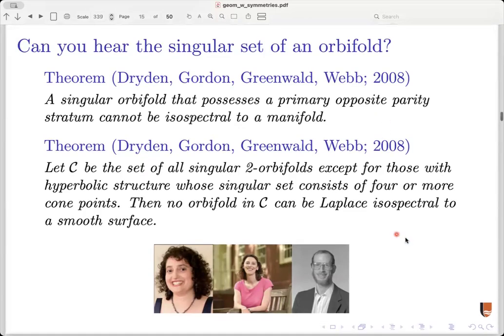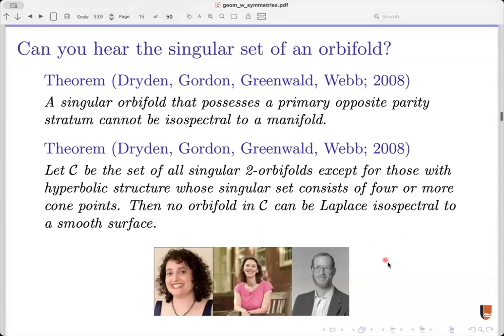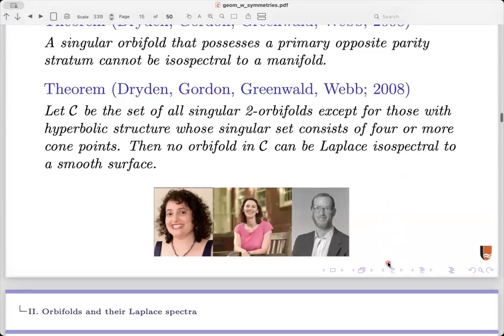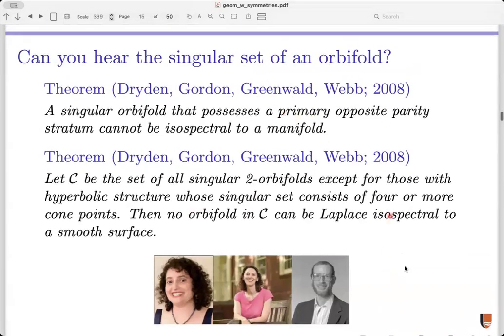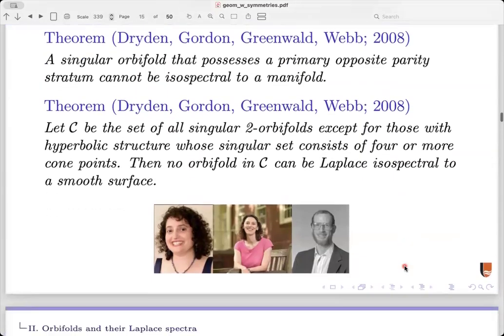And then in the same paper, they showed that if you looked at all singular two orbifolds, of which the waffle cone is one, excluding those with hyperbolic structure and lots of cone points, then no orbifold in that collection could be isospectral to a smooth surface. So this is using the Laplace spectrum. So let's dig in a little bit. Oh, right, I didn't define primary. Let me check in on that because it shows up and it should be defined.